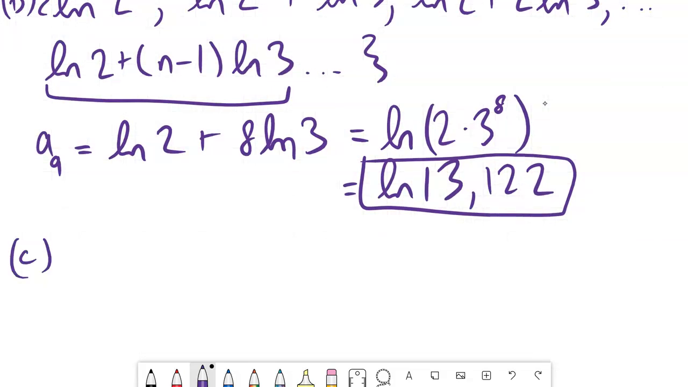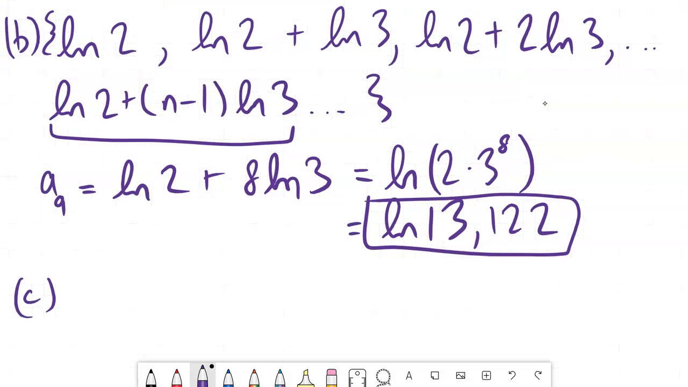What is the recursive rule, right? So recursive rules depend on previous terms. We know what a1 is, right? a1 is natural log of 2.